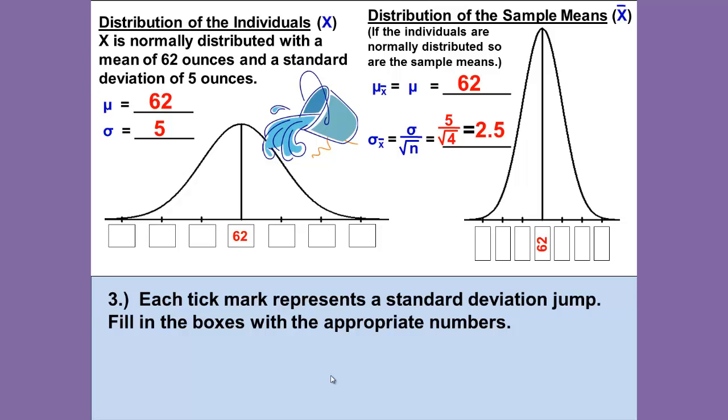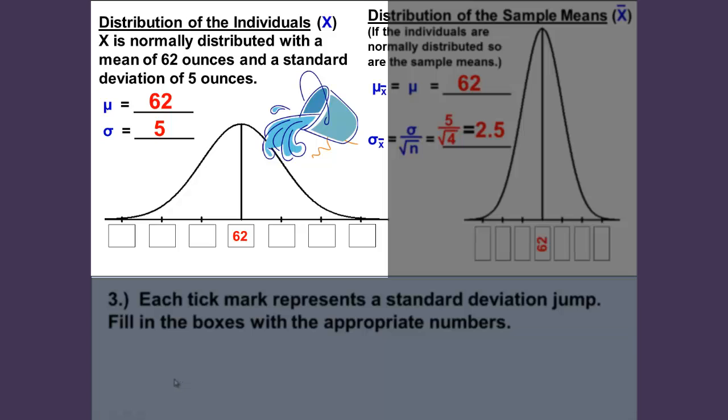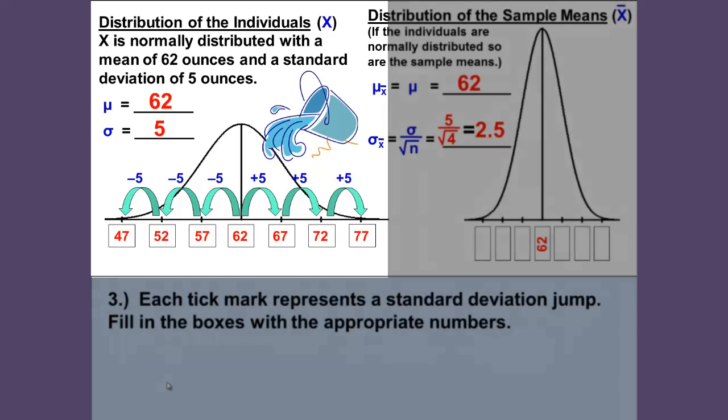Now look at the distribution for our individuals. Our standard deviation is 5, so we will jump or count up and then down by 5 each time. Adding 5, our first standard deviation jump, gets us to 67, plus 5 more is 72, plus 5 more is 77. To count down, we will subtract 5. 62 minus 5 gives us 57. Minus 5 gives us 52. Subtracting 5 more gives us 47 and gives us 3 standard deviation jumps in both directions for the distribution for the individuals.